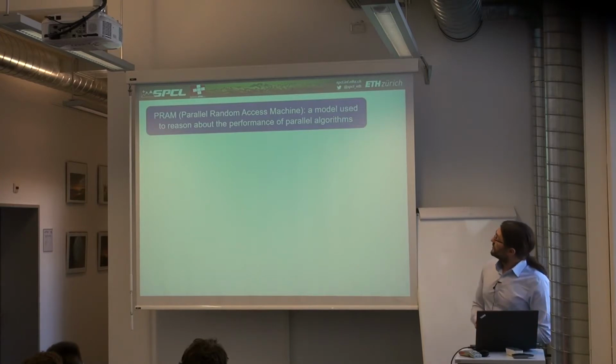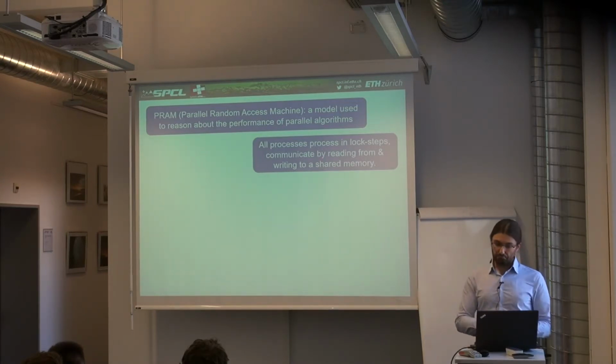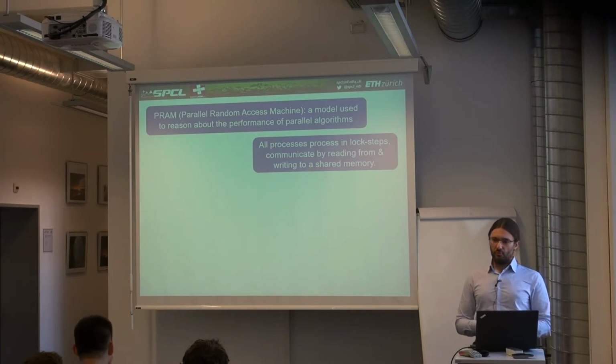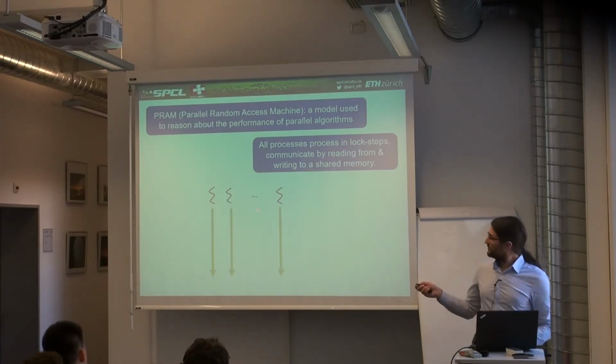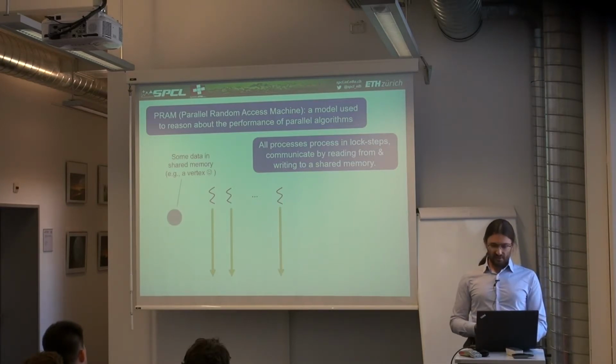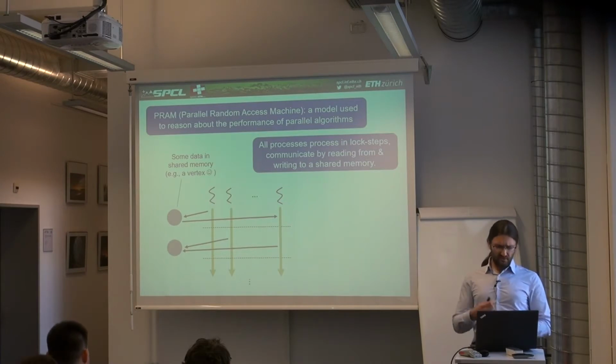So PRAM is a well-known model that we use to reason about the performance of parallel programs in theory. In this model, all processes proceed in lockstep. So all of them do some simple thing locally or communicate with the memory by reading and writing, and they all have to wait for each other before they proceed. So it's a very simple model, but it can be used to gain some understanding of these matters. So we have our threads, we have our timelines, and some shared data, for example, a vertex in the shared memory. They read this data or write to this data, and then we have the lockstep. Then again, there is some communication happening across all these processes or a subset of them, et cetera, et cetera.